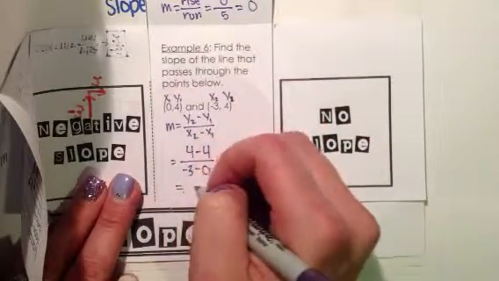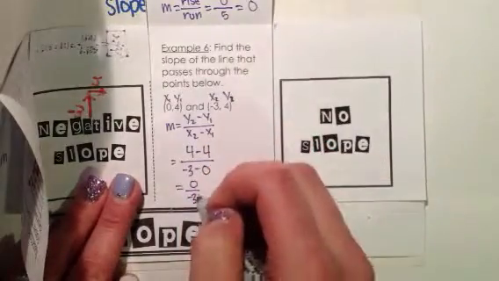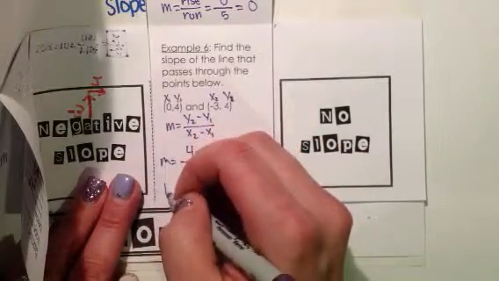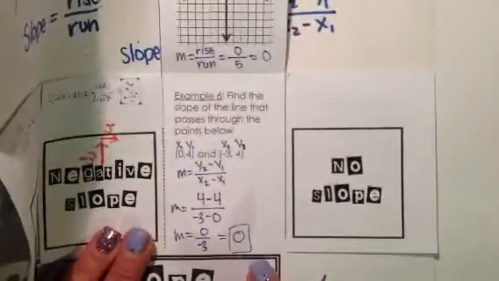4 minus 4 is 0. Negative 3 minus 0 is negative 3. But 0 divided by negative 3 is 0. So again, our slope is 0. And this would also be a horizontal line.